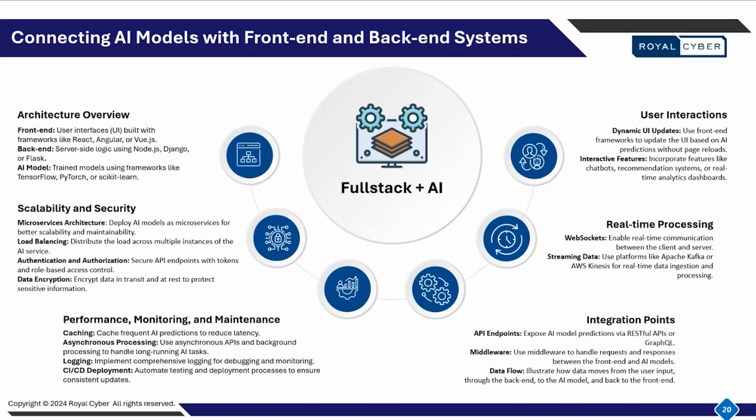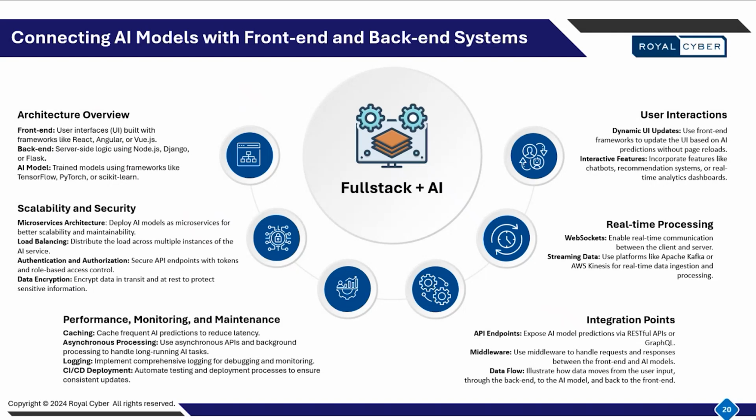On the front end, you can leverage frameworks to enable dynamic UI updates. For example, AI prediction can update the UI without requiring a full page reload, providing a smooth user experience. You can also incorporate interactive features like chatbots, recommendation system, or real-time analytics dashboard, all powered by AI. These features make the application more engaging and responsive to the user needs.